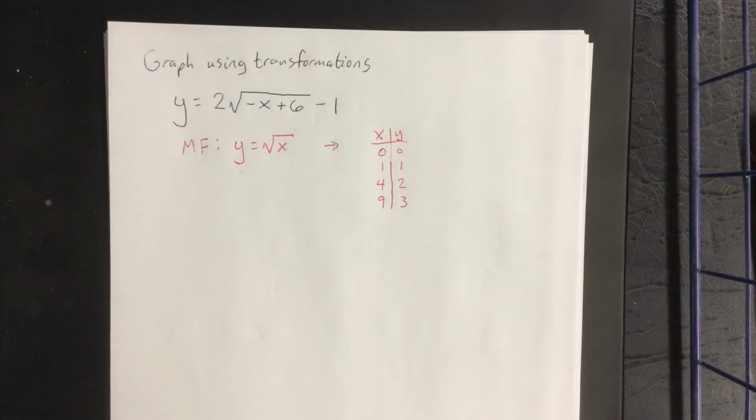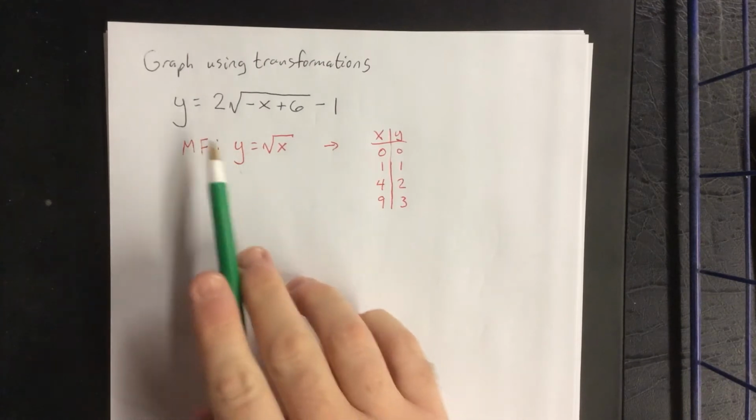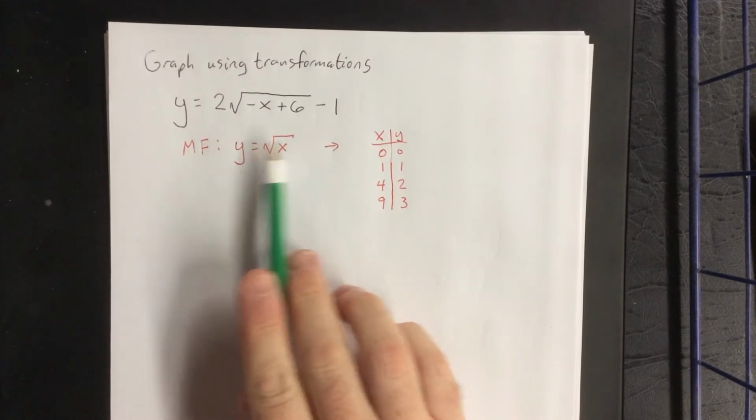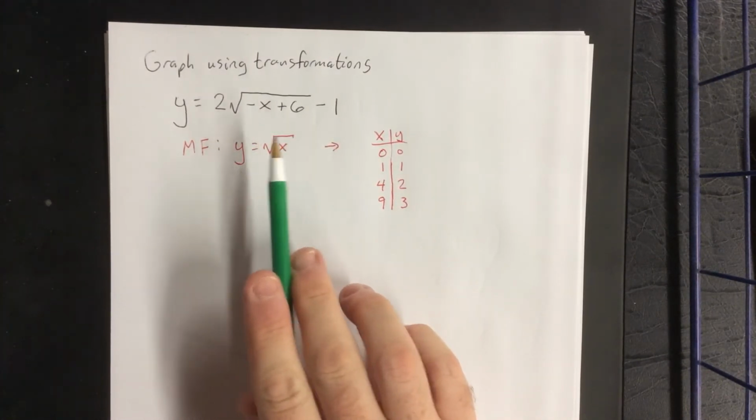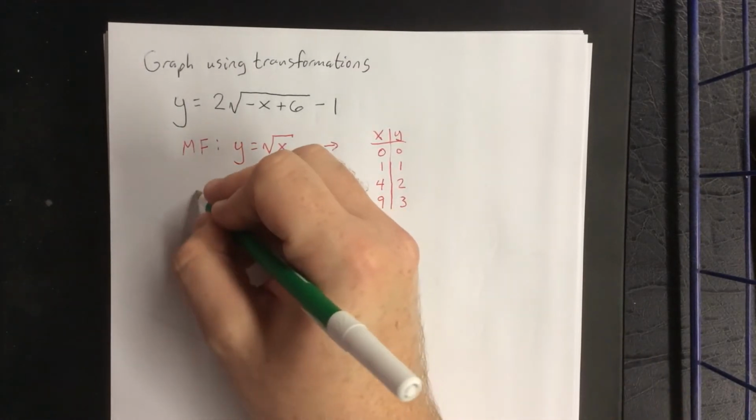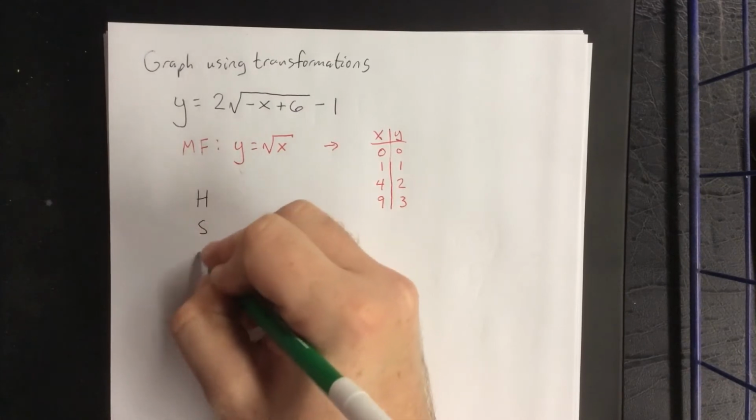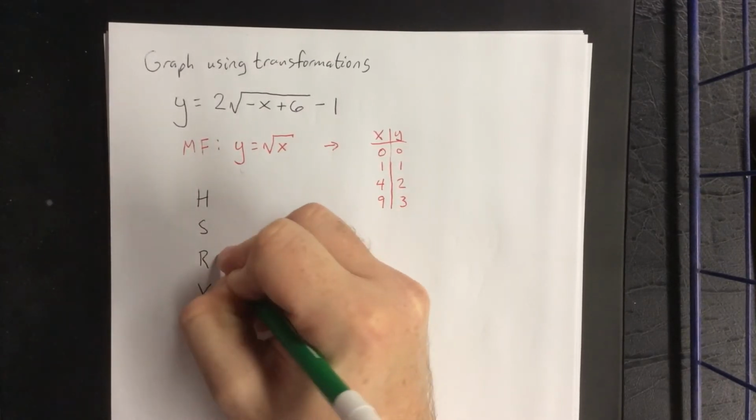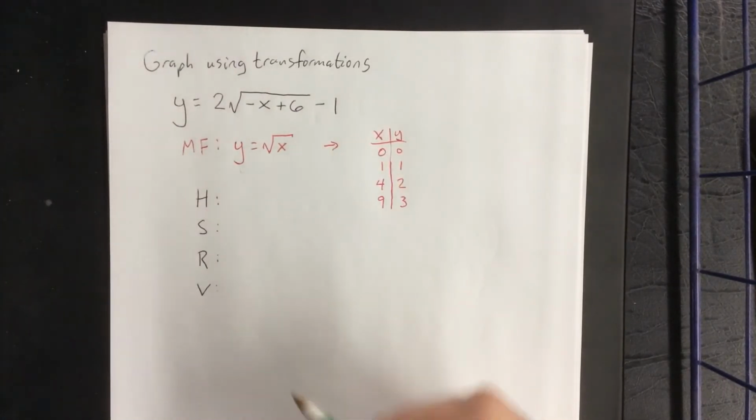So next thing we're going to do is identify the transformations based off of the algebraic operations that we see happening to either x or to the radical itself. So I encourage you to put them in the following order. The order is H, S, R, and V.